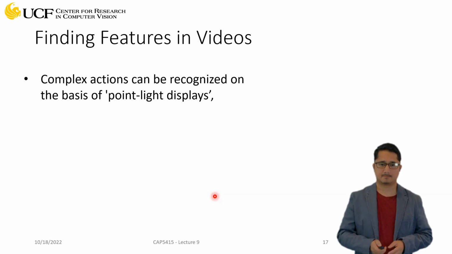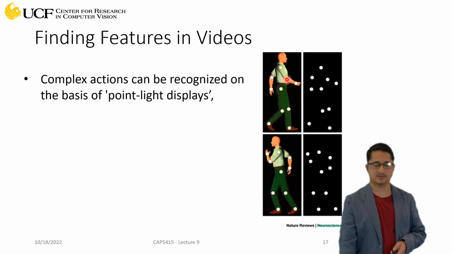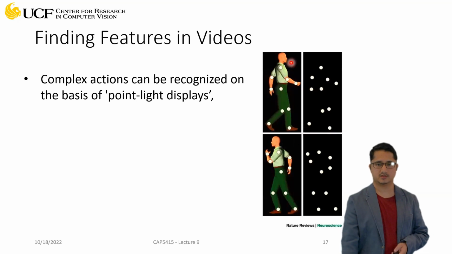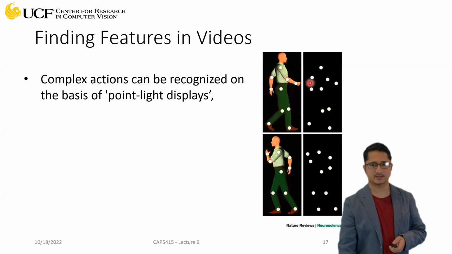So let me show you one very simple representation of videos. This is called point light displays. What we do here is, let's say we have a person performing some action. We just identify the joint angles of the human skeleton. And these white dots on the right are exactly showing that.